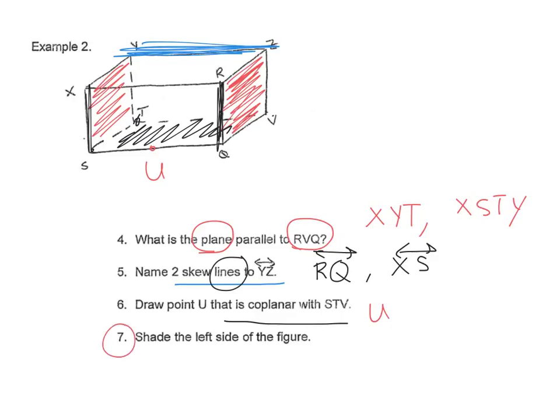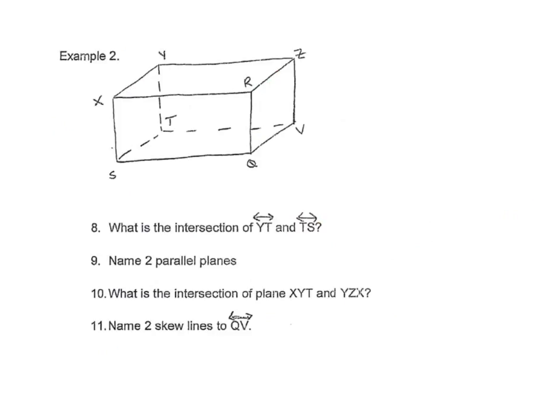And then number 7 says shade the left side of the figure. This is the front, this is the right, so this has to be the left. It's already shaded, so just so you can see it right here, it's shaded. That's the left. Okay, what is the intersection, so where do they cross, of the line YT, so I'm going to draw YT, and TS, draw TS. 2 lines that intersect at a point. So the point that they intersect is T.